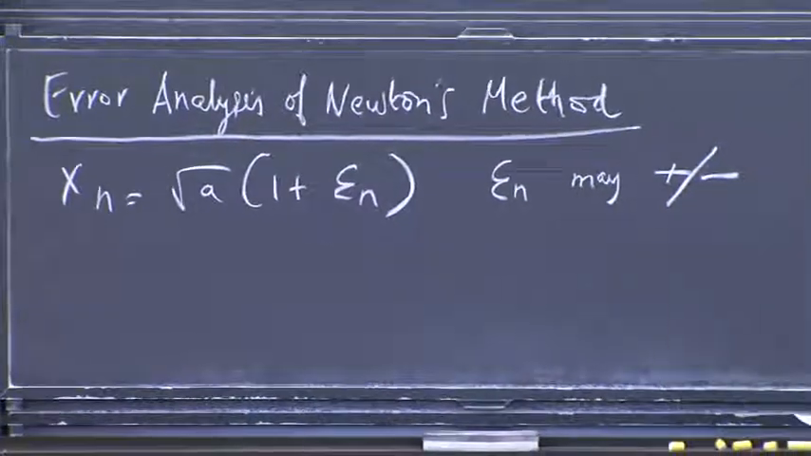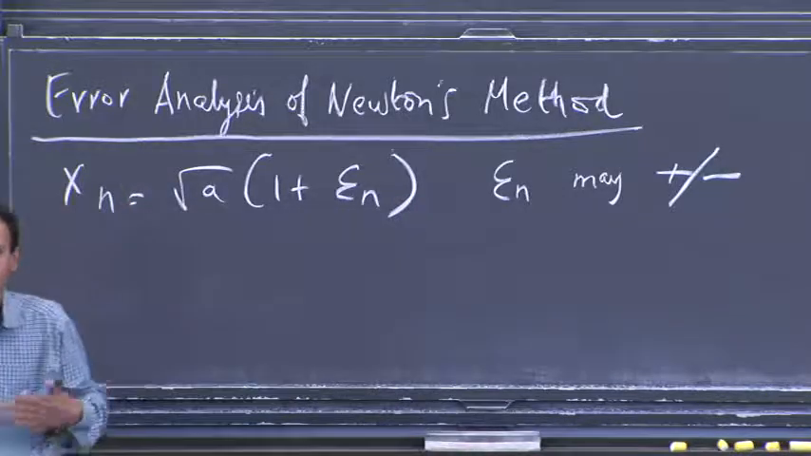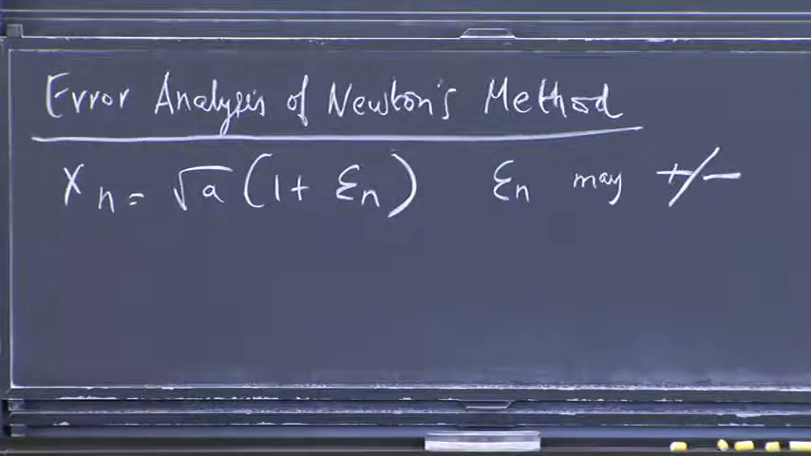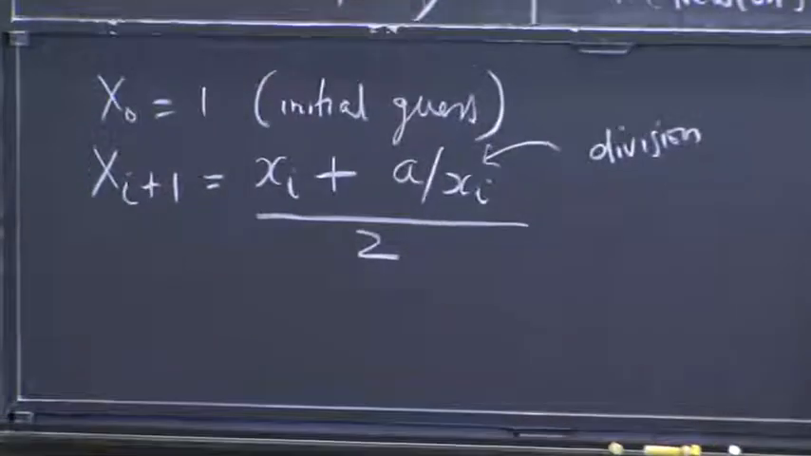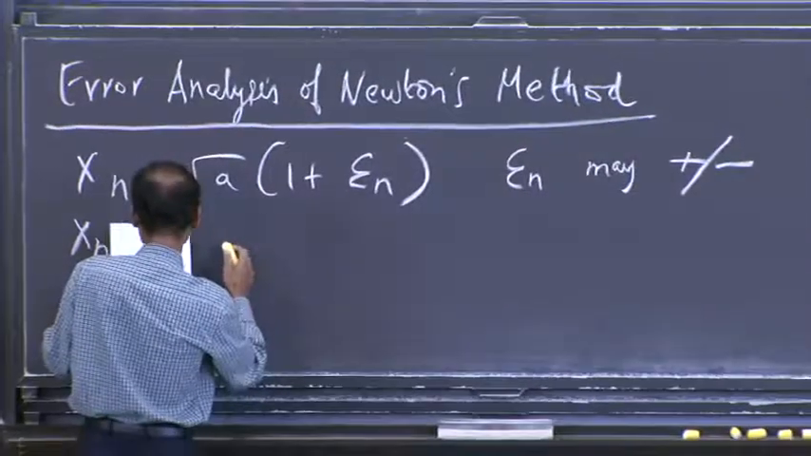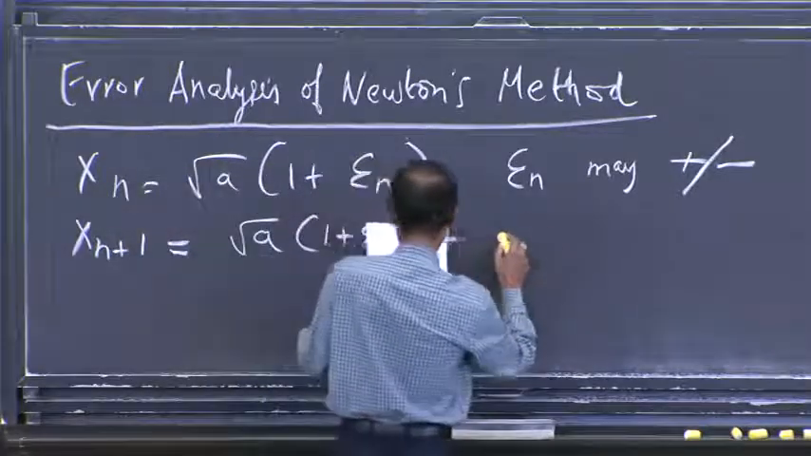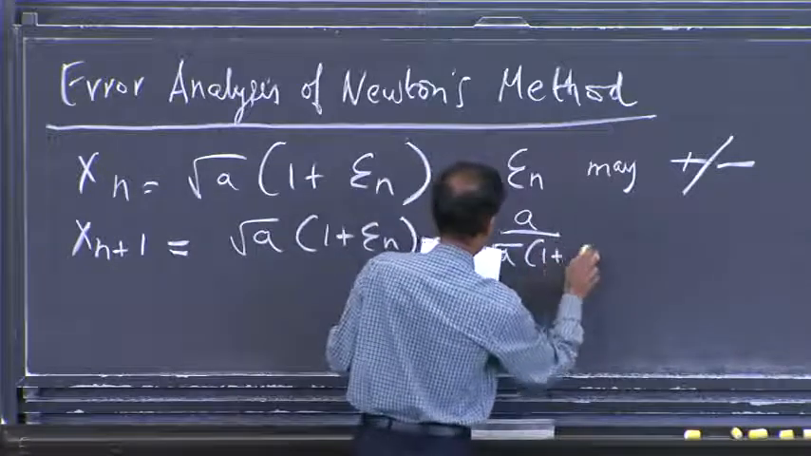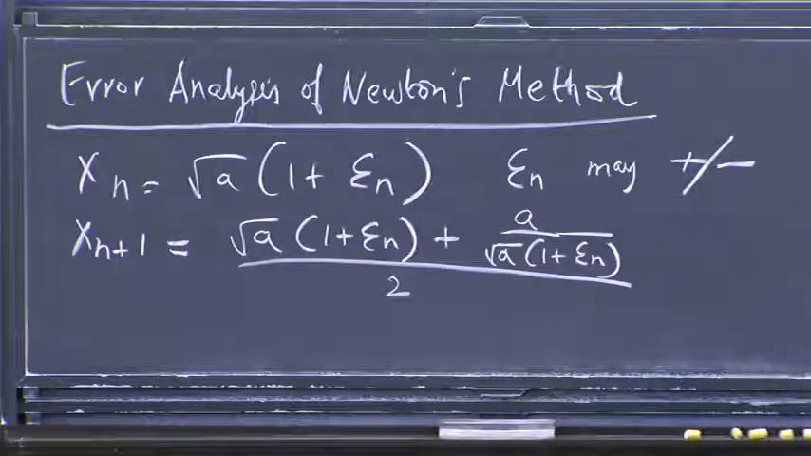So we have an error associated with xn in the nth iteration with respect to what we want, which is square root of a, and it's off by something. It may be a large quantity in the beginning. We want to show convergence, so obviously we want epsilon n, as n becomes large, to tend to 0. How fast does this approach 0? That's the question. And so if you take this equation and plug it in and say, what is x(n+1)? x(n+1) would be square root of a times (1 plus epsilon n), plus a divided by square root of a times (1 plus epsilon n), all divided by 2, right? Just plugging in the value of xn.